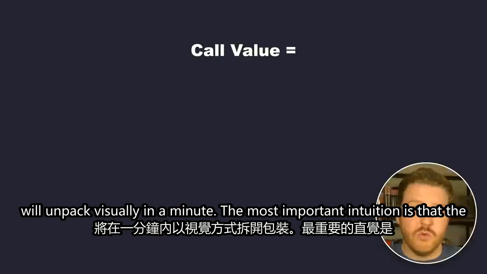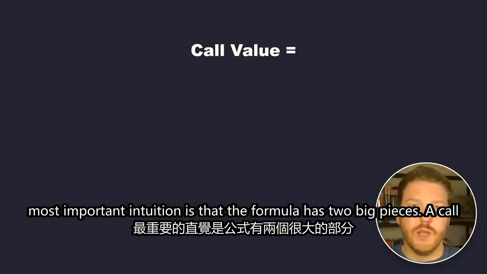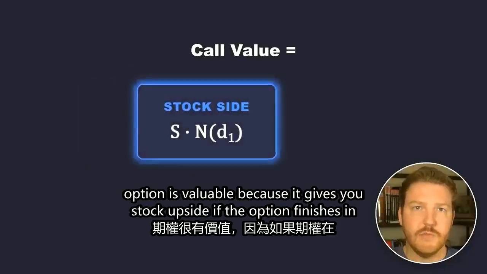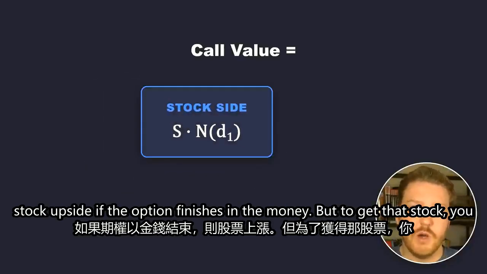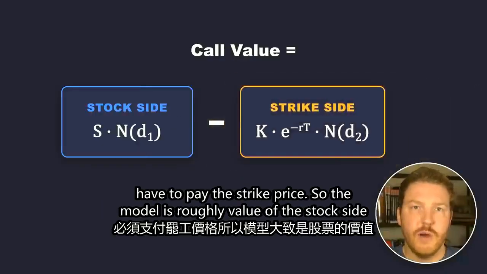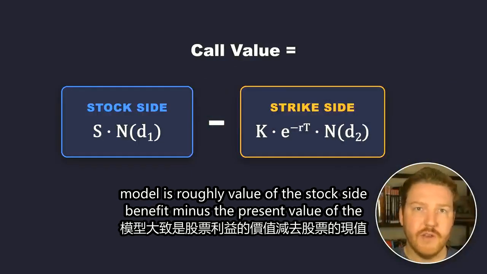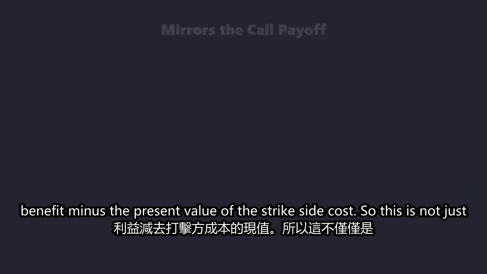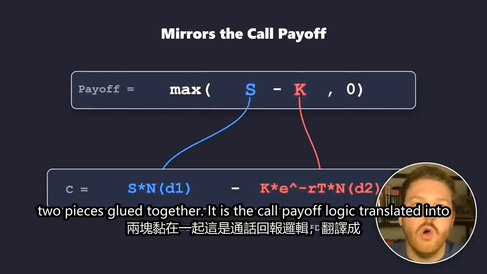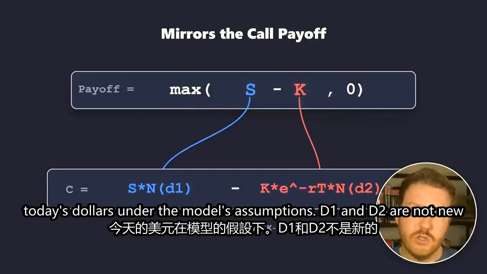The most important intuition is that the formula has 2 big pieces. A call option is valuable because it gives you stock upside if the option finishes in the money. But to get that stock, you have to pay the strike price. So the model is roughly the value of the stock-side benefit minus the present value of the strike-side cost. So this is not just 2 pieces glued together. It is the call payoff logic translated into today's dollars under the model's assumptions.